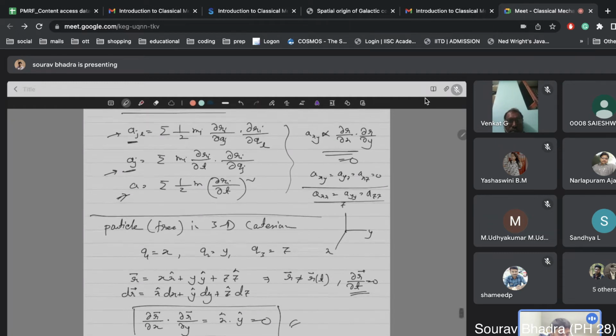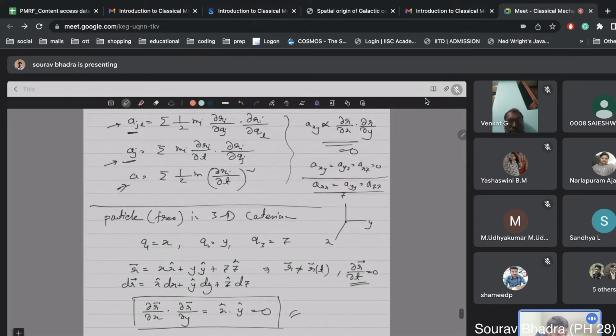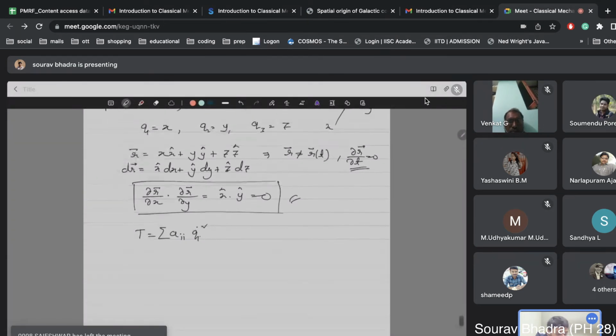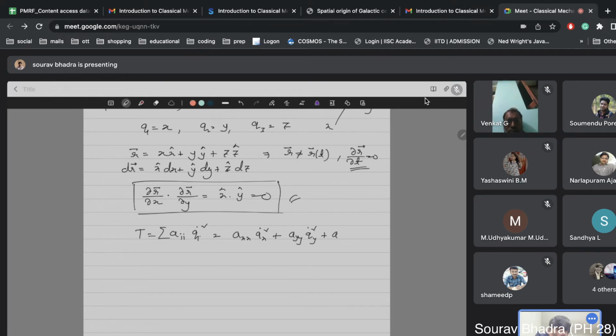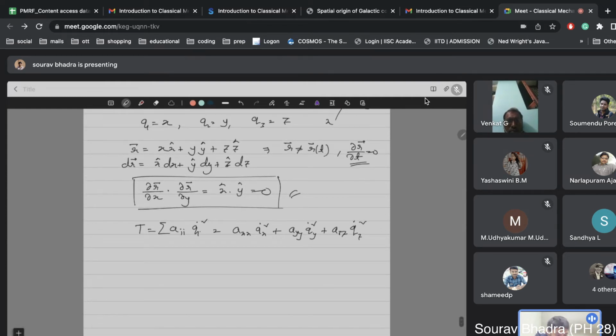So there will be no linear term and no zeroth order term. So T0 and T1 are 0. Now what will be the T? It will be A_ii q_i dot square, right? Because as I told you, all A_ij, that means xy, yz and xz, are 0, only the xx, yy and zz components will be there. So A_xx q_x dot square, plus A_yy, plus A_zz q_z dot square. Okay, as I have used 1, 2 and 3, let me write it as 1, 2 and 3.